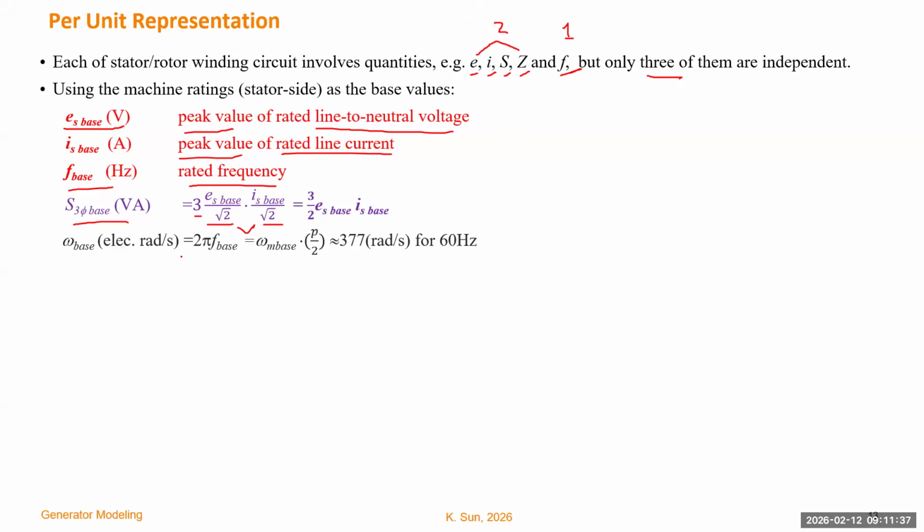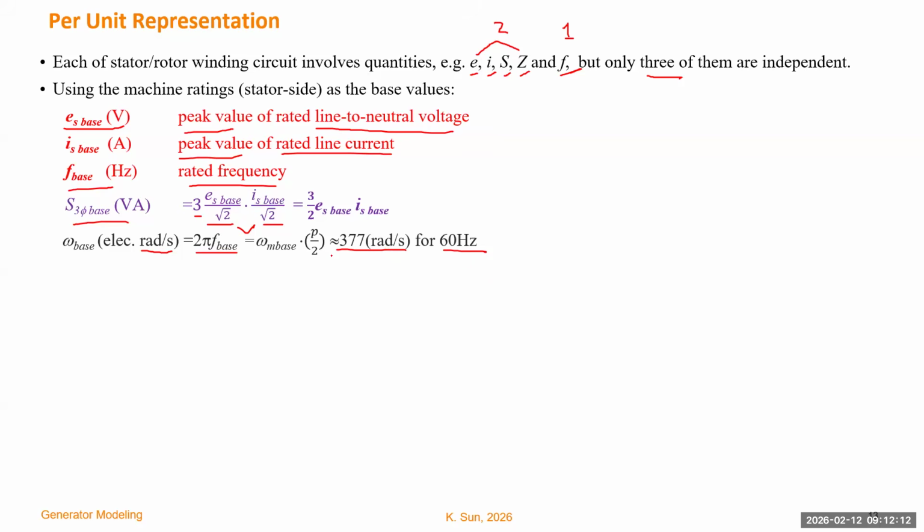Then next one is for the speed. Speed is basically a similar concept as frequency, but we change the unit to radians per second. So speed is defined to be the frequency multiplied by 2 pi. If the frequency is 60 Hertz, the electric speed will be 377 radians per second. This is based on the assumption the generator has only 2 poles, such as a gas turbine generator.